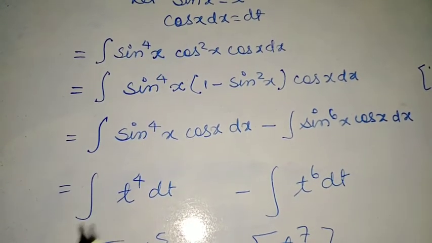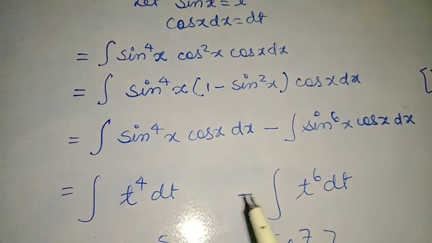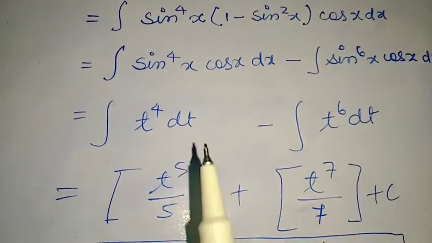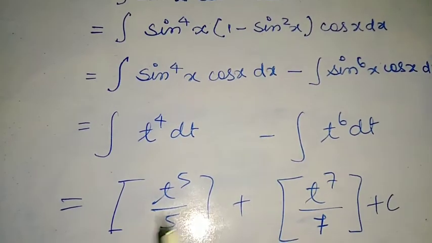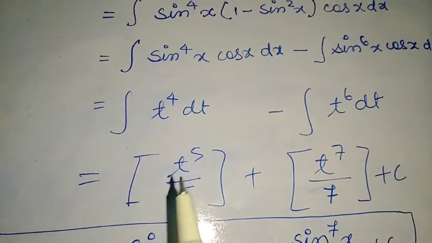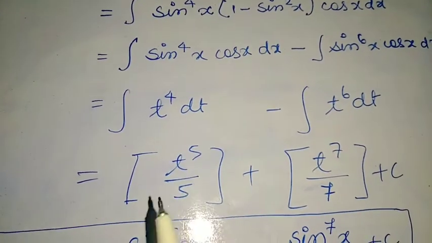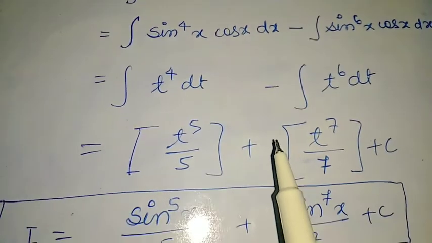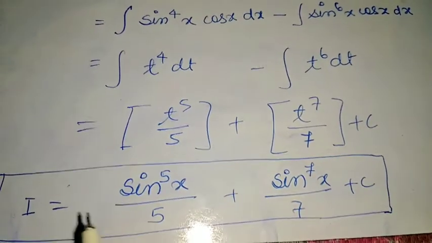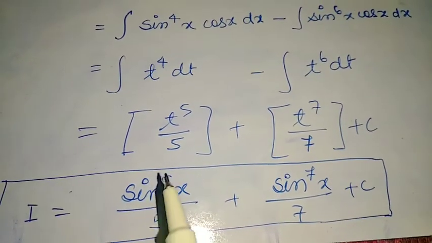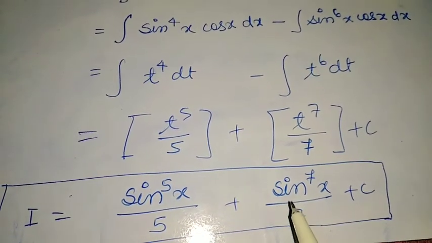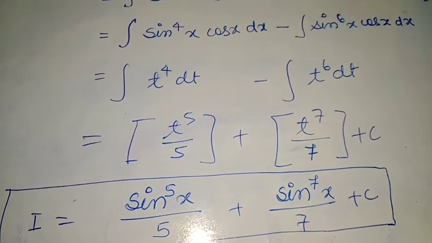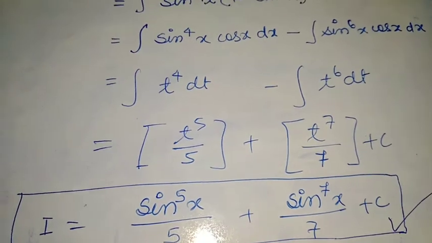So it will be integration of t to the power 4 dt minus integration of t to the power 6 dt. So by integrating both, it will be t to the power 5 upon 5 minus t to the power 7 upon 7 plus c. And now we can put the value of t. So it will be I is equal to sine to the power 5 x upon 5 minus sine to the power 7 x upon 7 plus c. So this will be the answer.